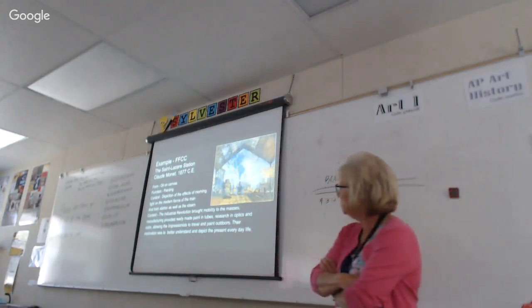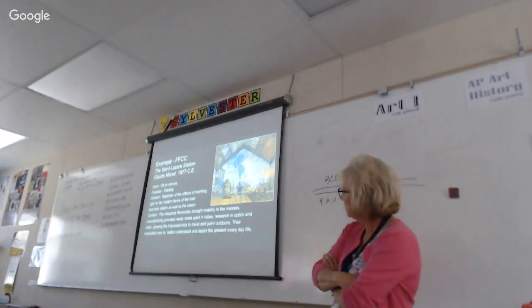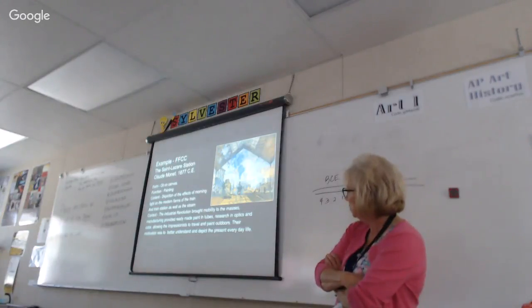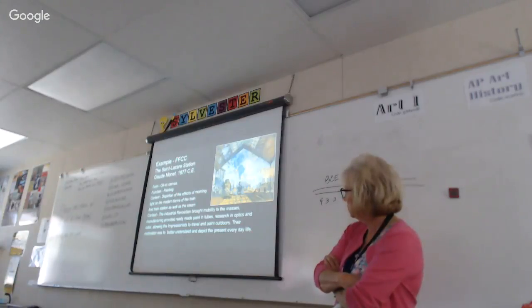Form is oil on canvas. Function is painting. Content is depiction of the effects of the morning light on the train station as well as the steam. Context: the Industrial Revolution brought mobility to the masses. Manufacturing provided ready-made paint tubes, and research in optics and color allowed the Impressionists to travel to paint outdoors. Their motivation was to better understand present everyday life.